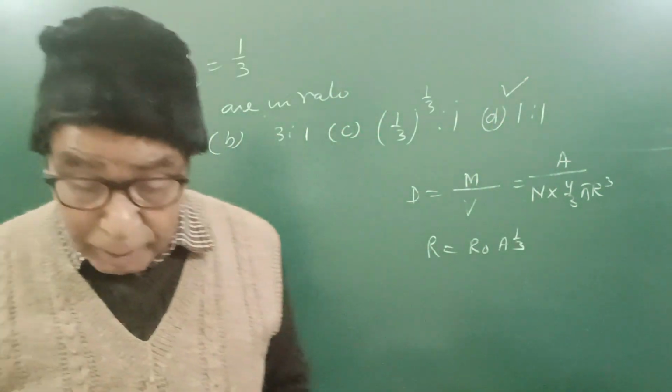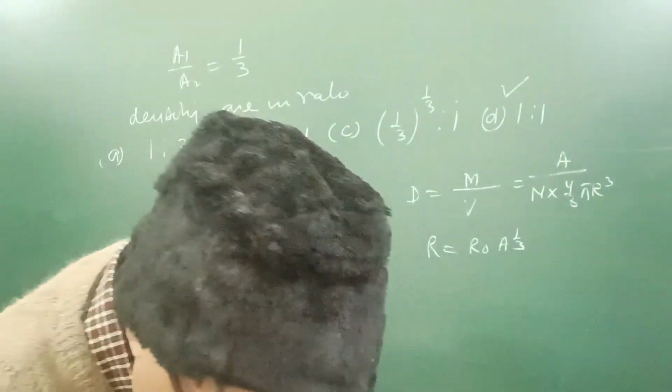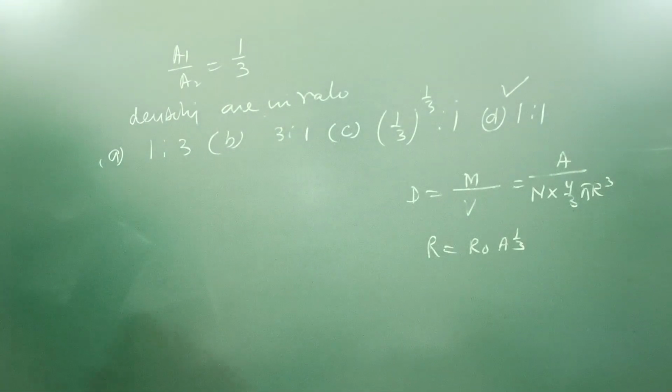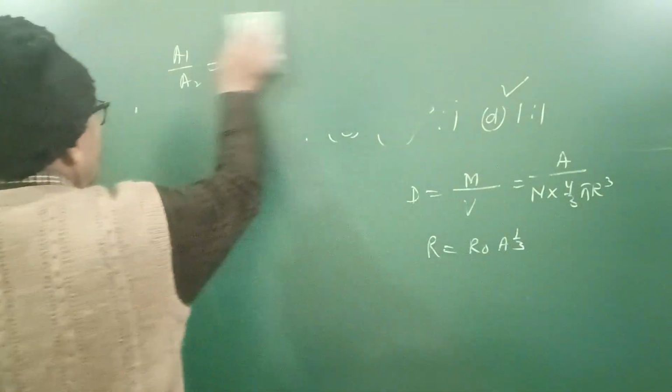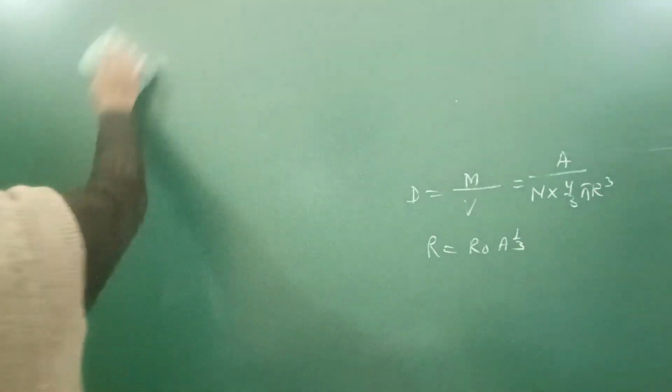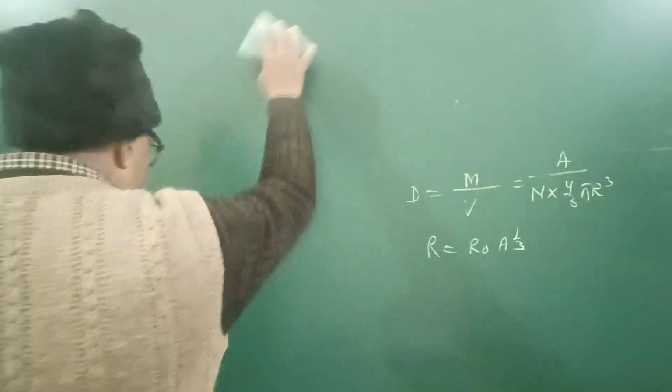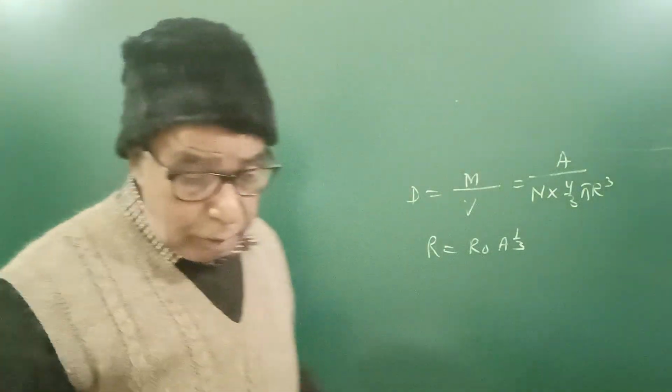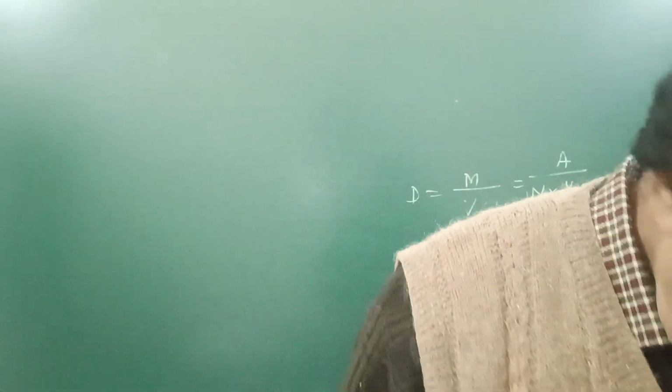Remember this very important question: the density of nuclei of all elements is the same, whether it is the nucleus of uranium or radium or carbon or nitrogen. Density of the nucleus of all elements is the same, so it is 1:1. Now here is a good question.